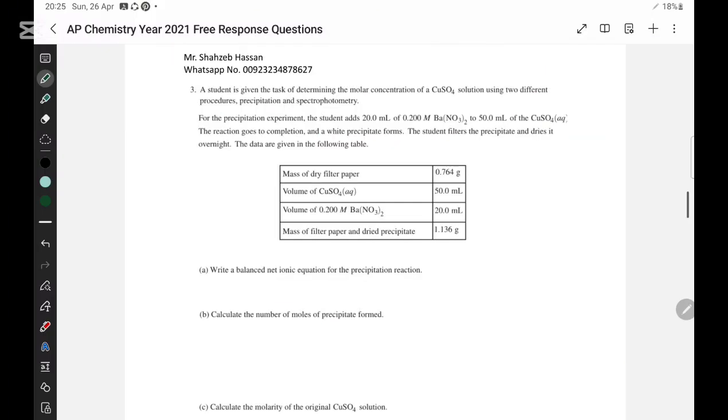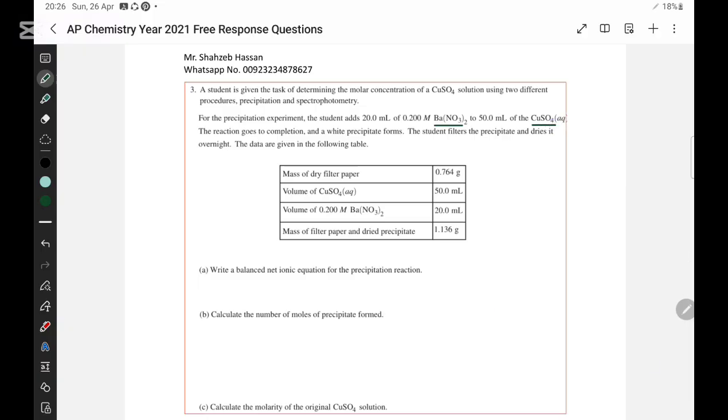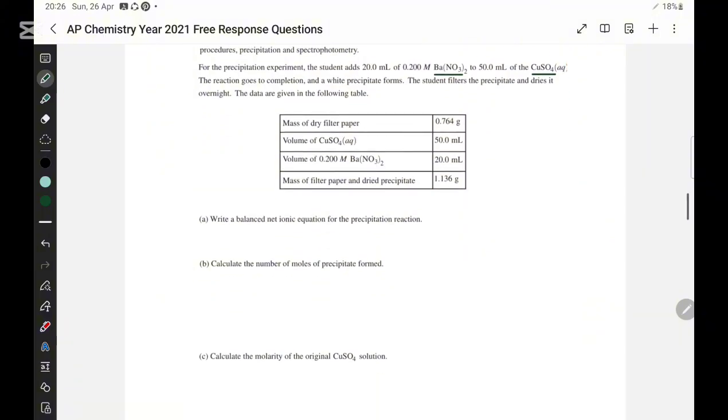Next question, they are saying a student is given the task of determining the molar concentration of a copper sulfate solution using two different procedures, precipitation and spectrophotometry. For the precipitation experiment, the student adds barium nitrate into the copper sulfate, and a dried precipitate is going to form. And what is going to be that dry precipitate?